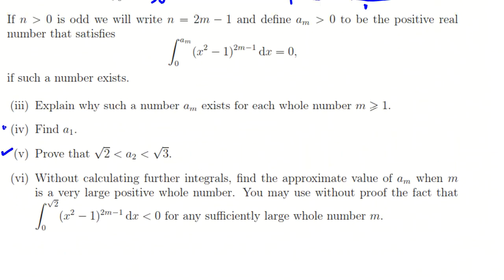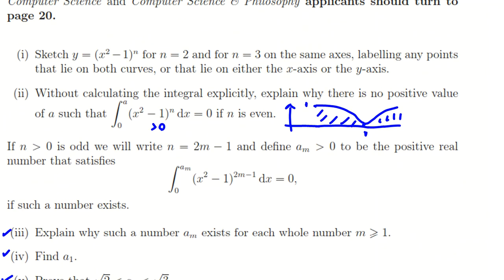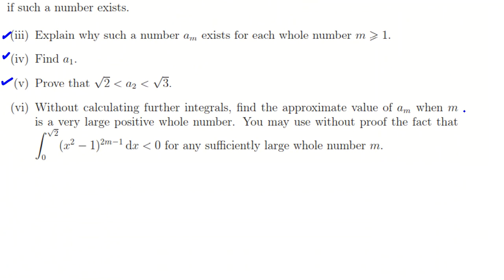This one. Okay, we proved all these parts. Also this and this. How many parts are left from this problem? One part. It says without calculating further integrals, find the approximate value of am when n is a very large positive whole number. You may use without proof the fact that this one is less than 0 for any sufficiently large whole number m.